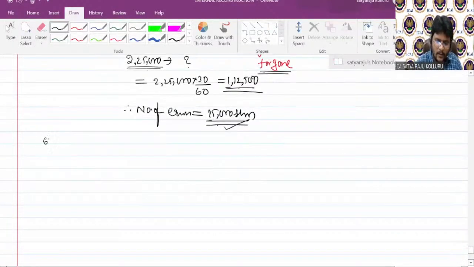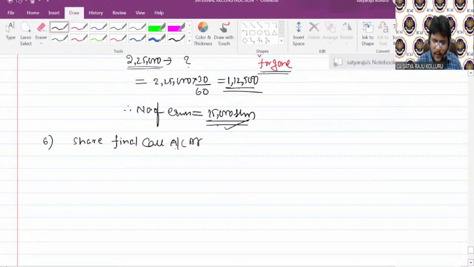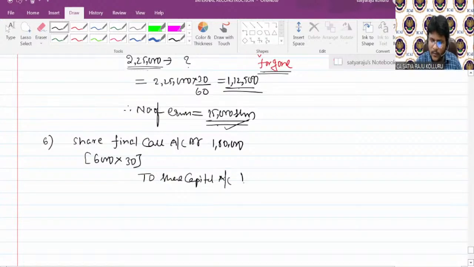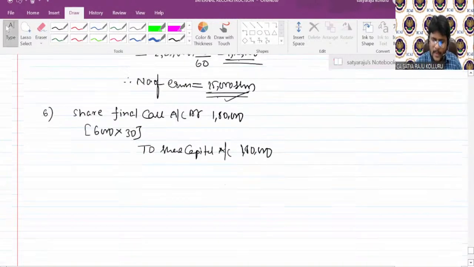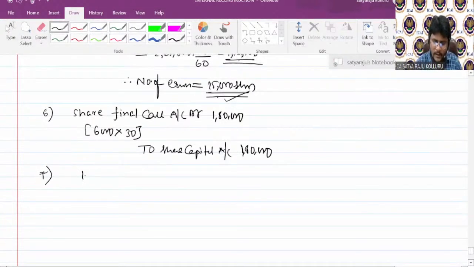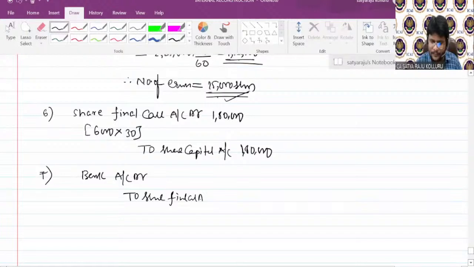At the time of making call, share final call account debit, 6,000 shares, 6,000 into 30 rupees, 1,80,000, to share capital account, which is also 1,80,000. Now you will get cash from such shares, right? Bank account debit to share final call account, which is 1,80,000.